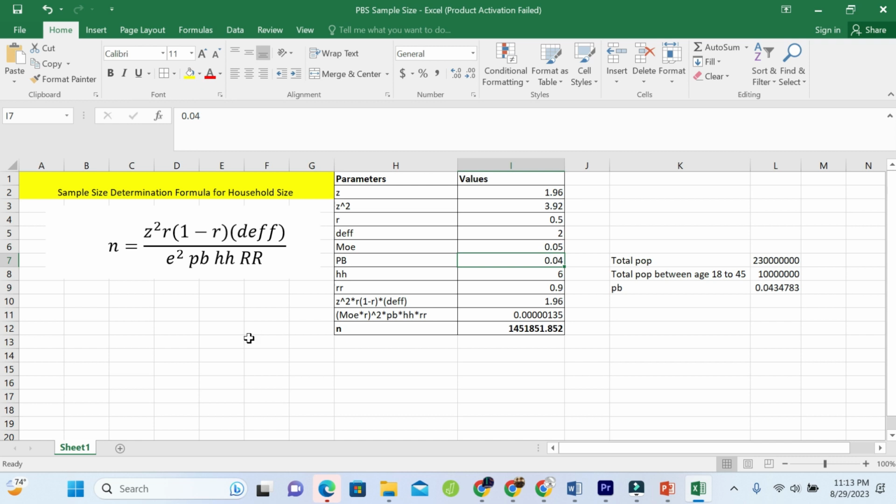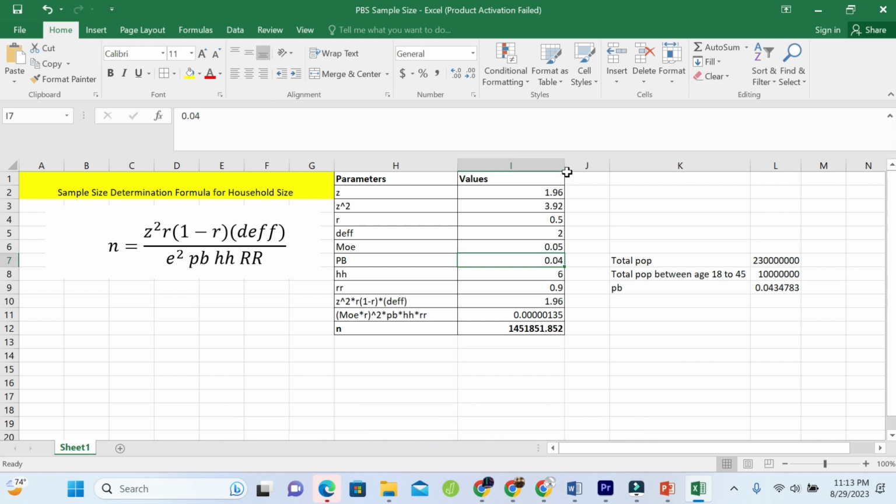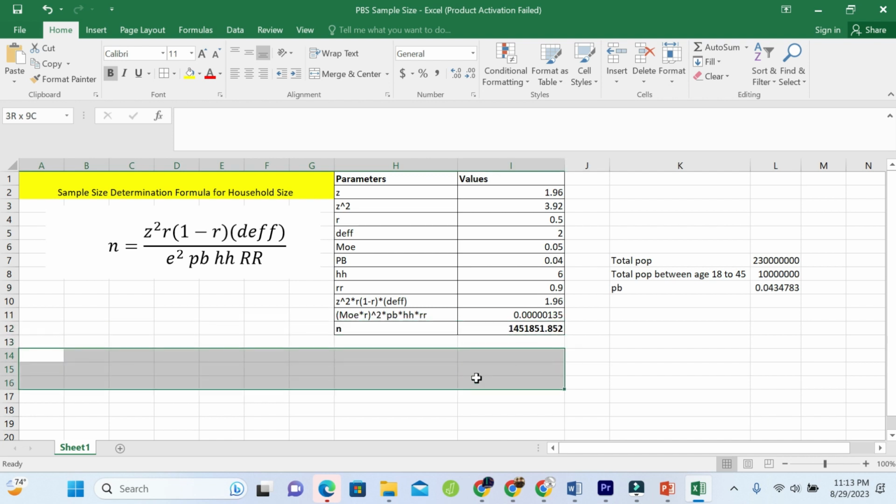Along with this video tutorial, I'm going to share this Excel-based calculation formula, and you can just put your values here, and then you can get your result. So this formula is being used at the Bureau of Statistics Pakistan and the Bureau of Statistics Australia and US.